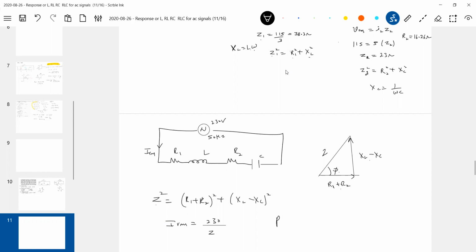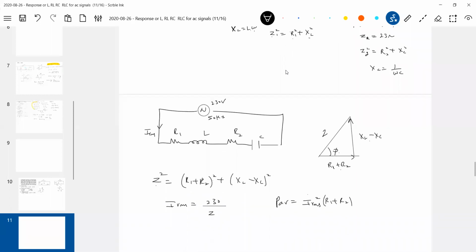Then power consumed. So who will consume power? IRMS square into R1 plus R2 only, no? Or else what should you do? This can also be written as VRMS, IRMS, that is VRMS into IRMS into cos phi. And what is cos phi? You should calculate from here. It's left to you. I think to save time, this is the best now. Already you have IRMS and you know R1, R2. You'll get the average power. Power factor of the circuit. Power factor means what is it asking? Cos phi only.